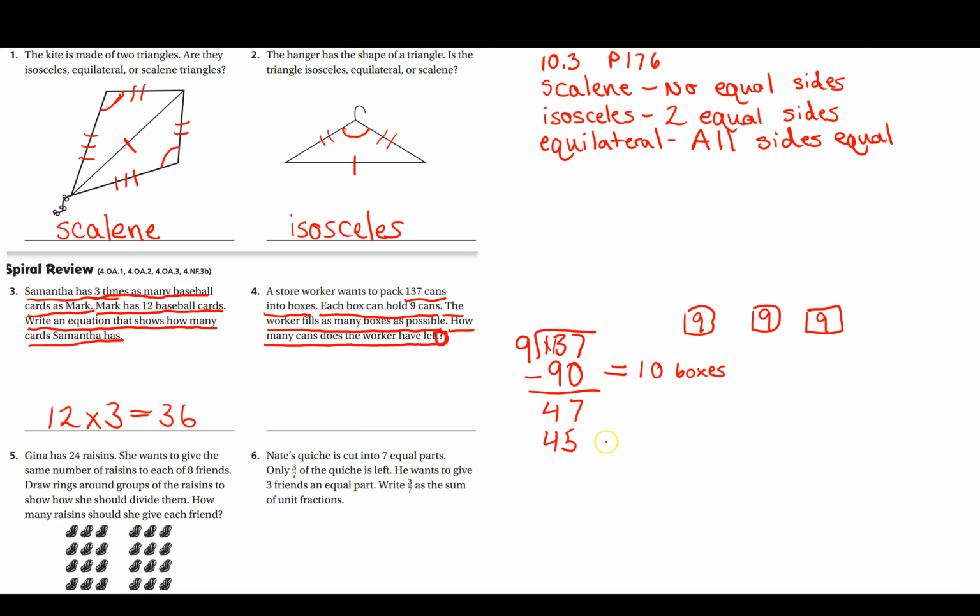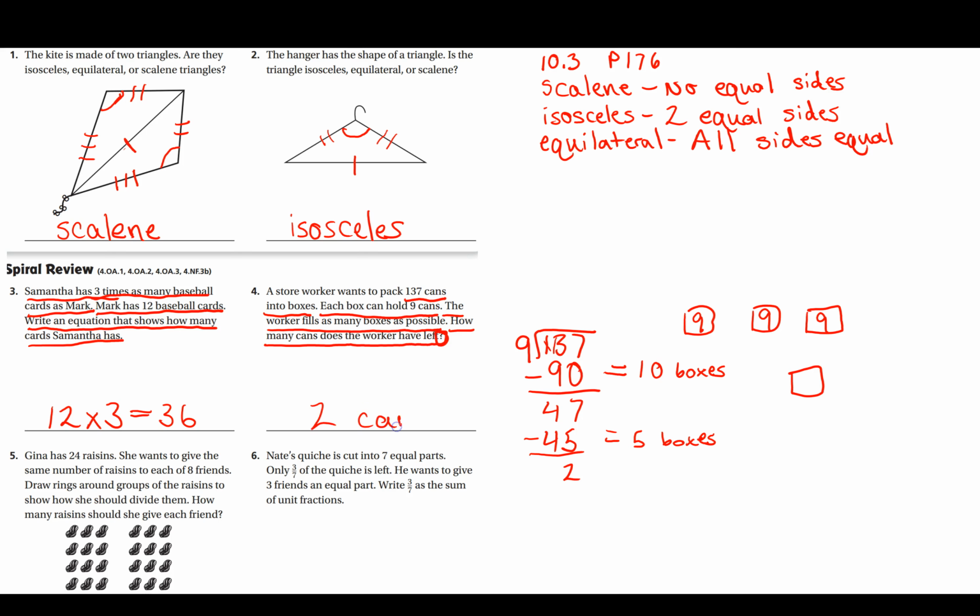9 times 5 is 45. So 45 cans would fill 5 boxes, right? Because 9 cans in each box, 5 boxes, that'd be 45 total cans. Subtract that, get 2. And a box fits 9, but I only have 2 left. So how many cans does the worker have left?